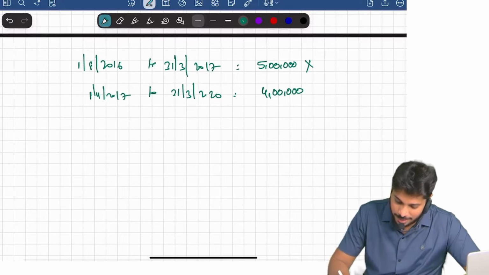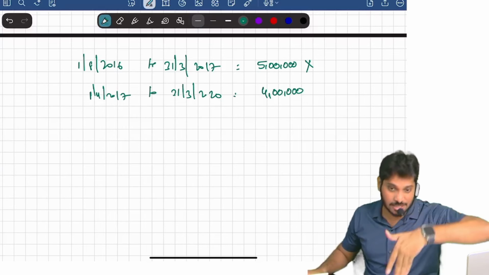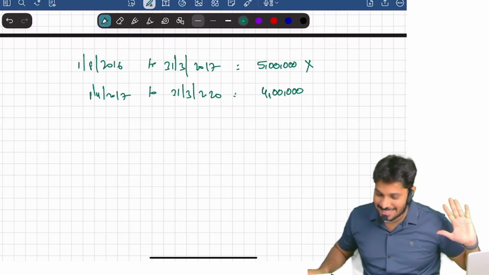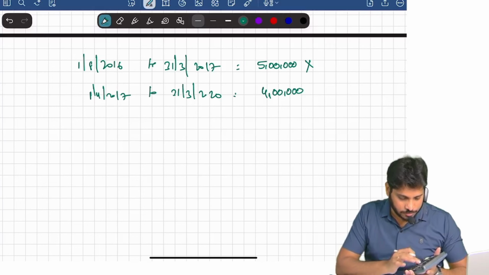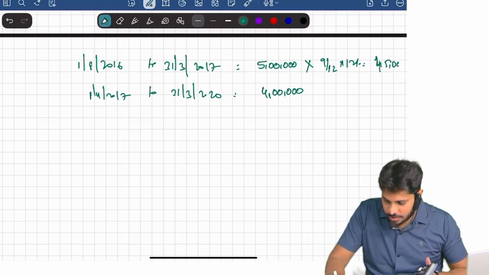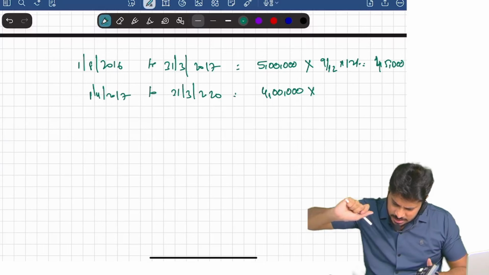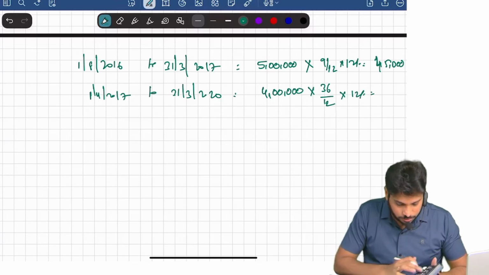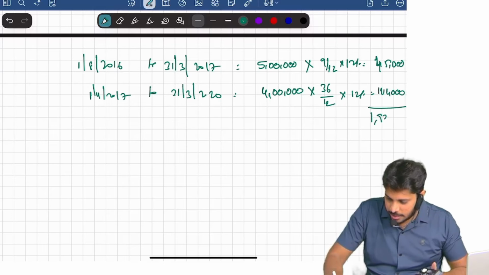You must always read the question till the end and then start. I didn't expect repayment information to be given, because till date in CA Inter there is no repayment concept discussion. Fine. Here, 9 months interest: 5 lakh into 9 divided by 12 into 12% is equal to 45,000. Then for the 3 years, 36 divided by 12 into 12% is equal to 48,000, into 3 is equal to 1,44,000. So total interest is 1,99,000, correct?